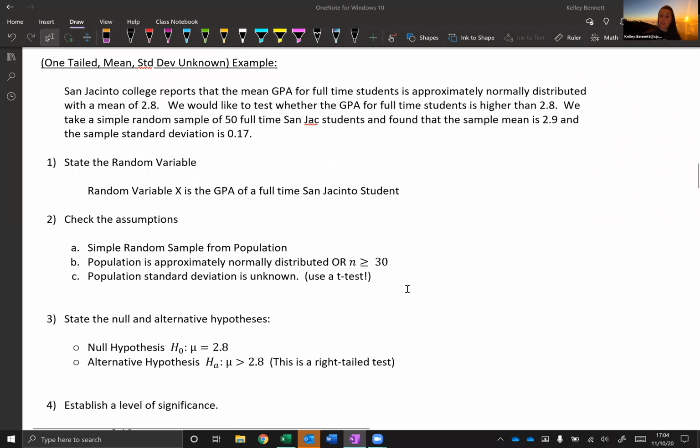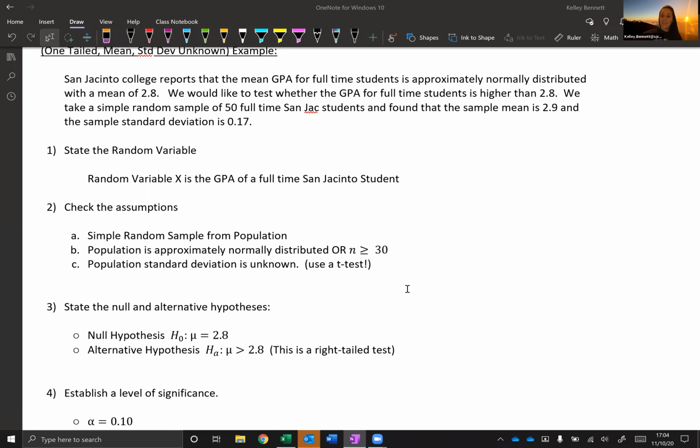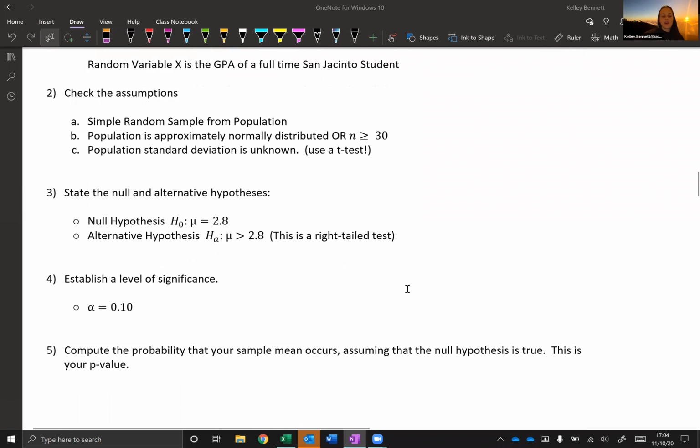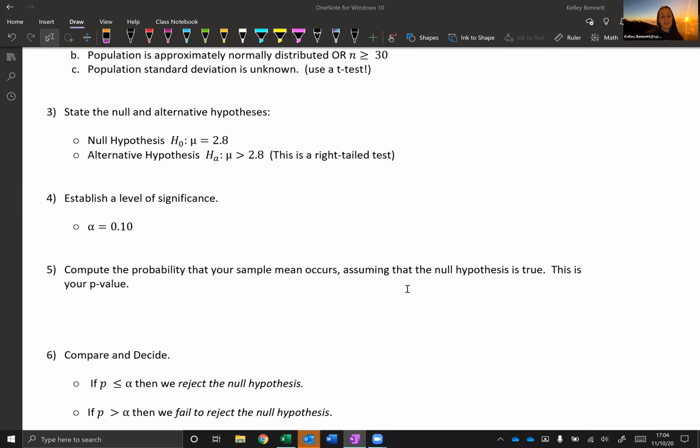We're going to establish a level of significance. It's still 10% or 0.1, fine. So step 5, compute the probability that your sample mean occurs, assuming that the null hypothesis is true. This is your p-value. So we're going to go back to Excel, crunch it out, and digest the info.